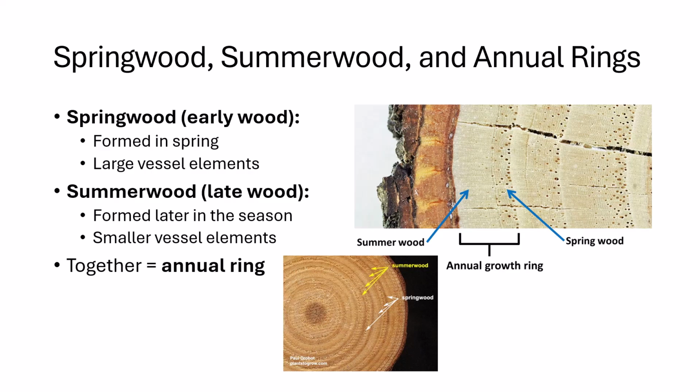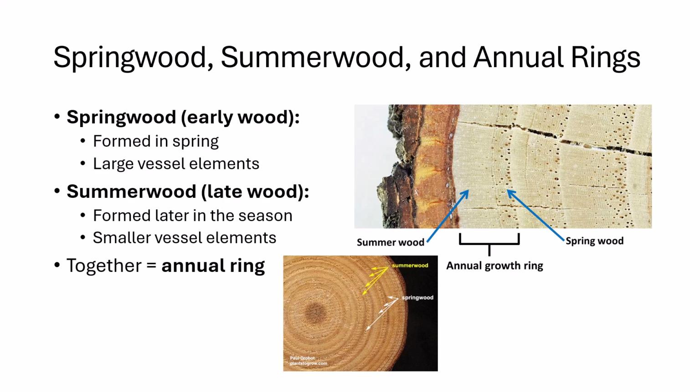As the growing season continues into summer, and conditions often become drier or growth slows, the cambium starts producing summerwood or latewood. Summerwood has smaller vessel elements and generally thicker cell walls. This tissue is stronger and denser, and while it doesn't move water as quickly, it provides more structural support. Together, one band of springwood followed by one band of summerwood makes up one annual ring. So when you see alternating light and dark bands in the wood, you're really seeing a record of fast growth versus slower growth over the course of a year.